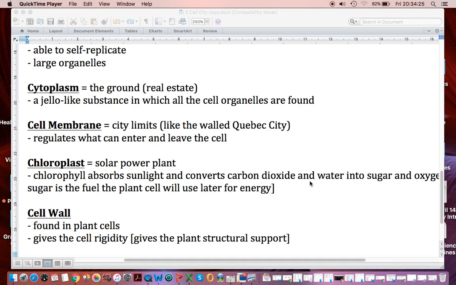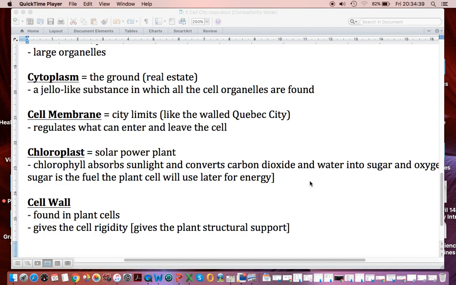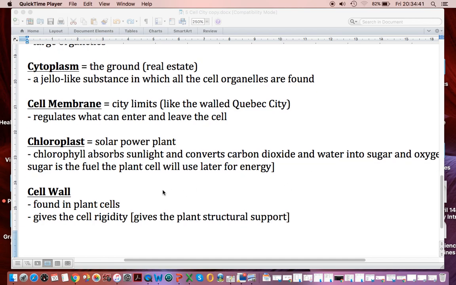Chloroplasts are found in plants, so it says these are solar power plants for the cell. And so they're going to take sunlight and they're going to allow that to cause a chemical reaction, which allows you to make sugar, and a byproduct is oxygen. We'll talk about that in more detail later. Cell wall. So this would be like the old fortified cities like Quebec City or cities in Europe, where you have a wall surrounding it. We only find it in plant cells, and it makes the cells much more rigid.